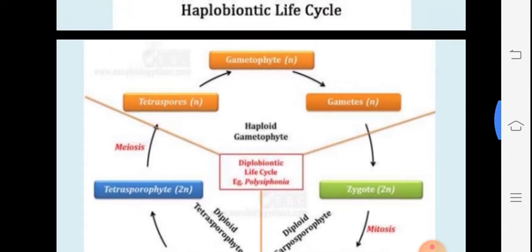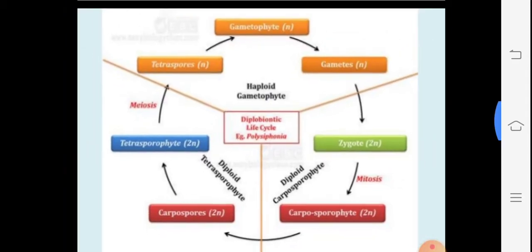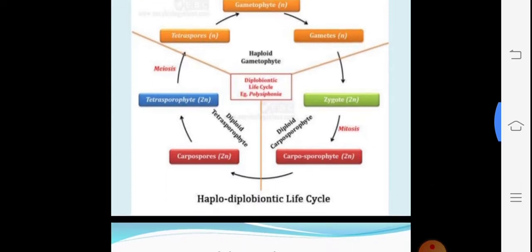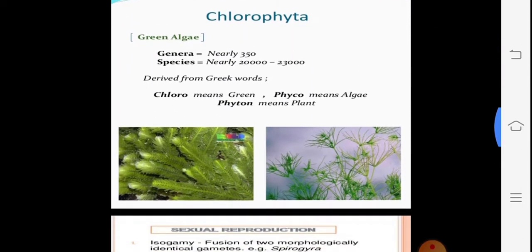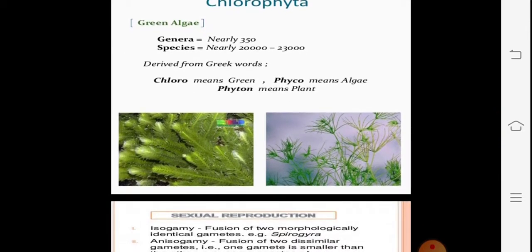So commonly in algae these 5 life cycles are there, and this example is not from Chlorophyta, it is from Phaeophyta, Polysiphonia, but I have selected it for our study. Then in Chlorophyta, there are about 350 genera and about 20,000 to 23,000 species reported up till now.